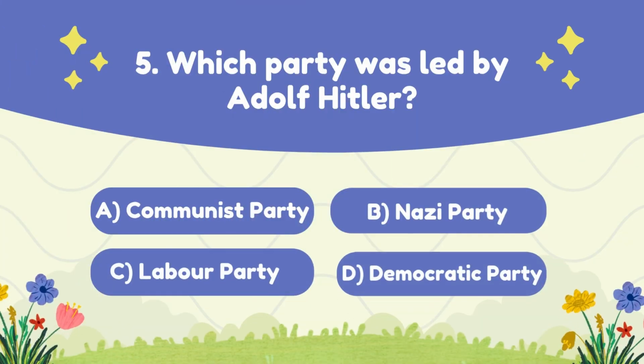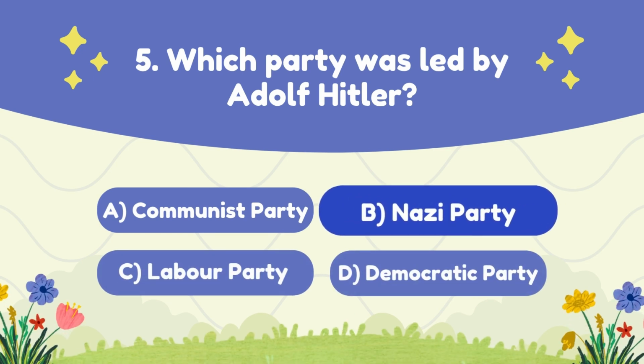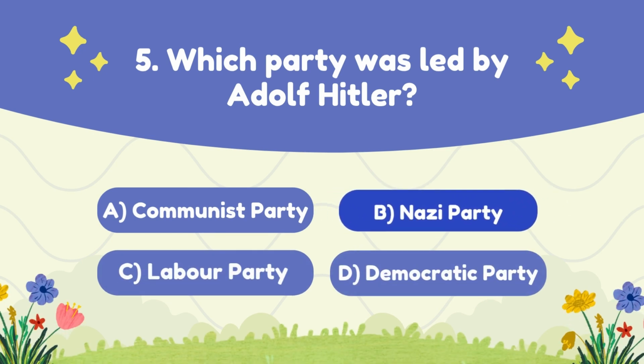Which party was led by Adolf Hitler? A. Communist Party. B. Nazi Party. C. Labour Party. D. Democratic Party. The answer is the Nazi Party. Hitler became the dictator of Germany under the Nazi regime.